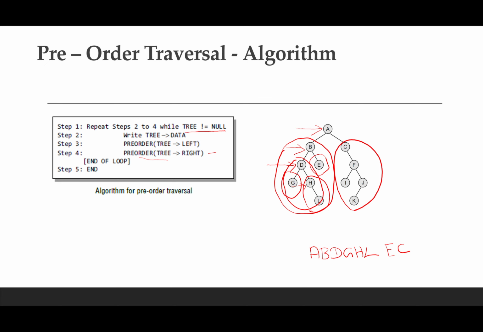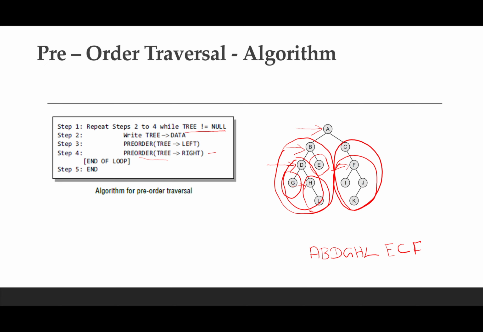Then it will call the function preorder tree left. So here there is no left node. So it will call the function preorder tree right. So it will check for this. The function is called, so it will check the condition. It is true, so it will write the data of F.